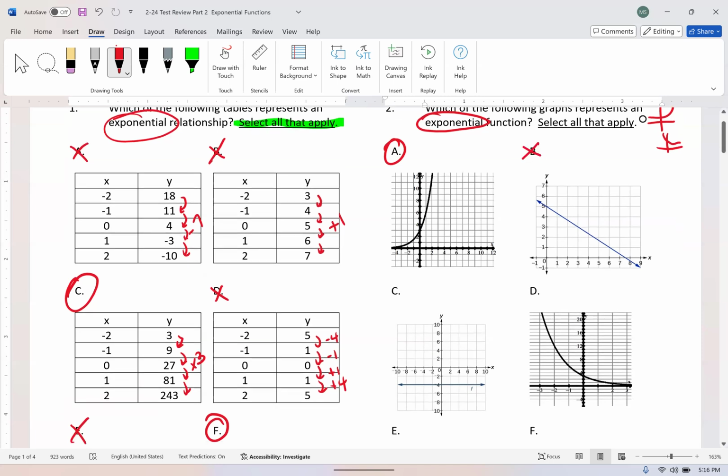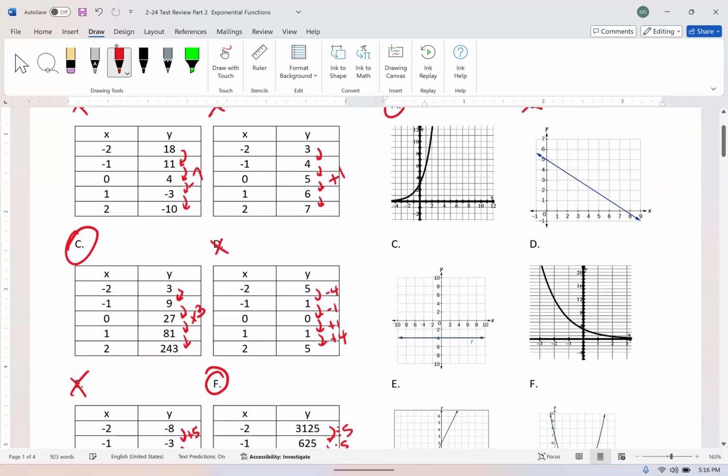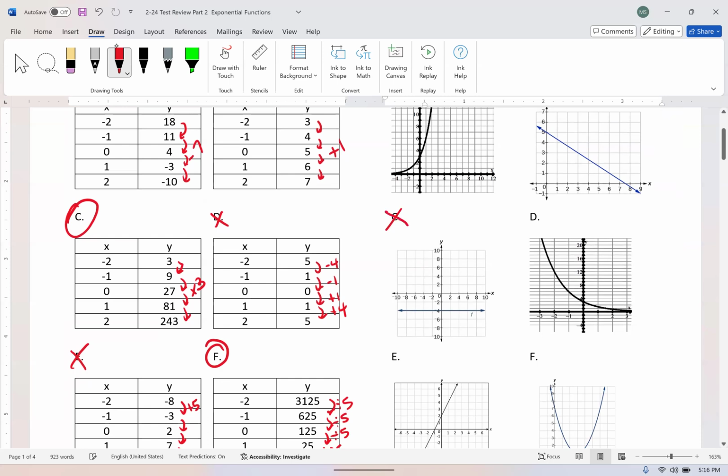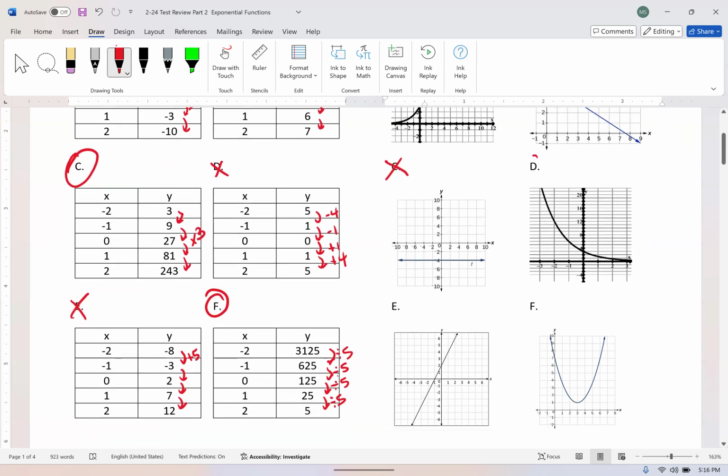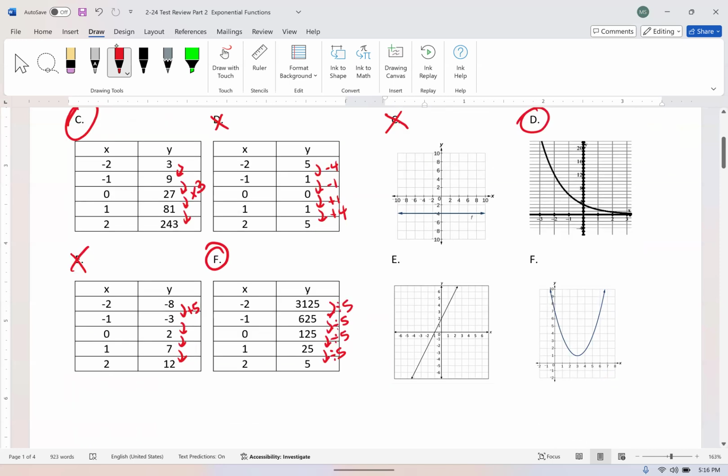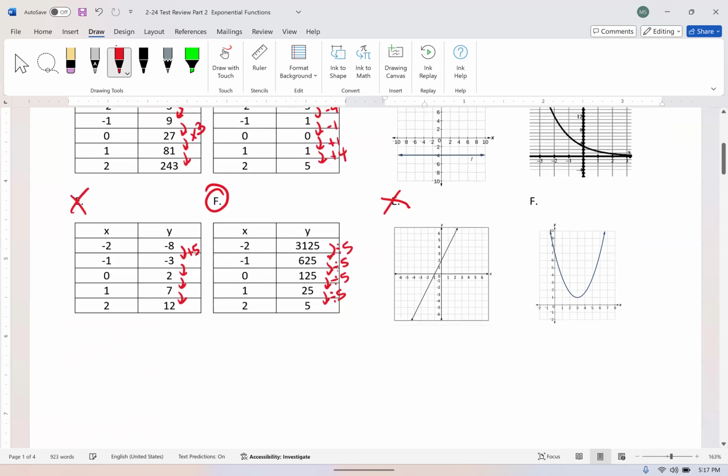B is a line. It is not a curve, so that is not exponential. C is again a flat line, so no, that is not exponential. D is the curve, but it's going down. That's fine. Okay, E is again a line, so no, that is not exponential. And F, it is a curve, but it's a curve that goes down and then up. That's what we call a quadratic function. You will learn that later this school year.